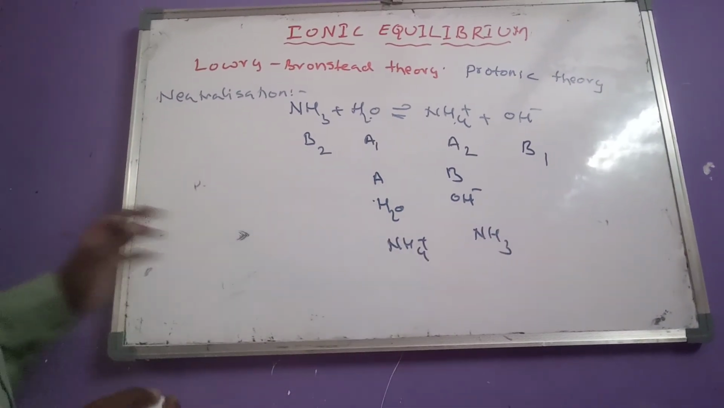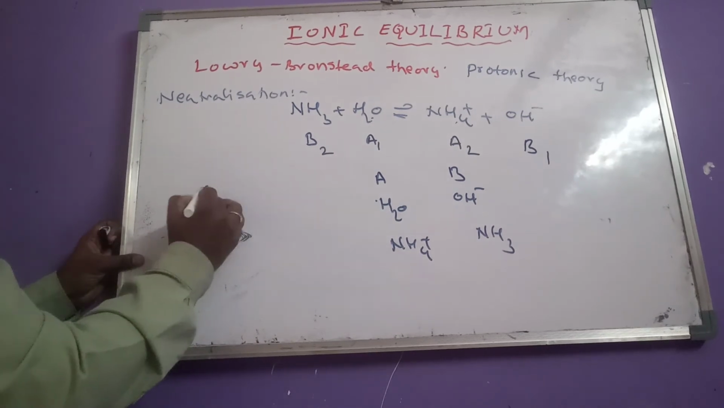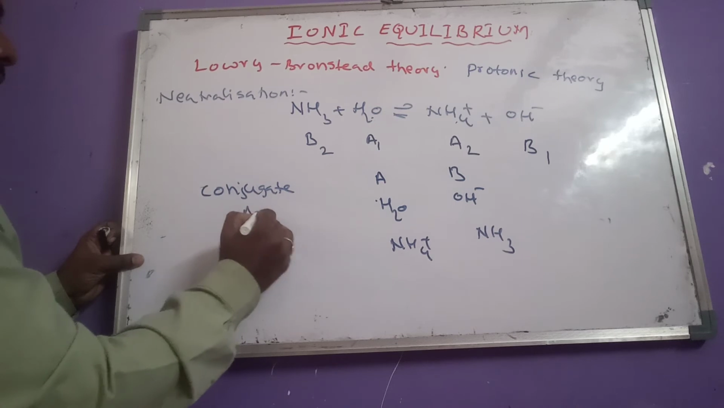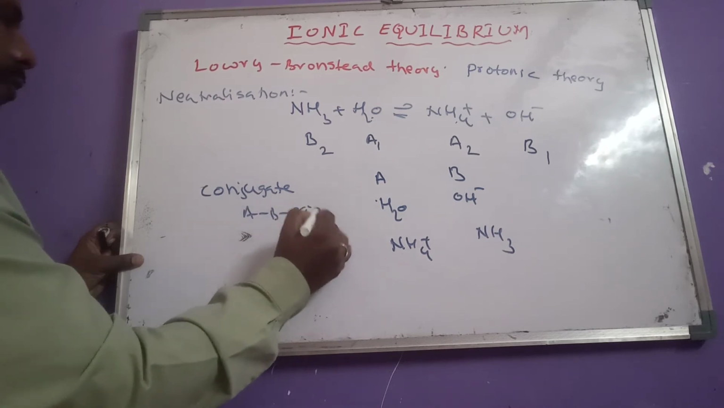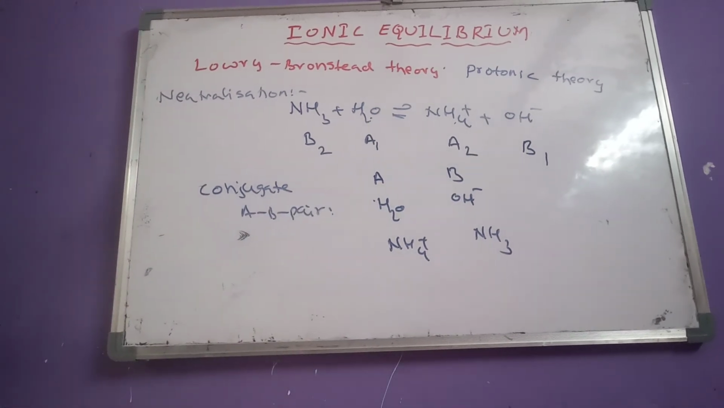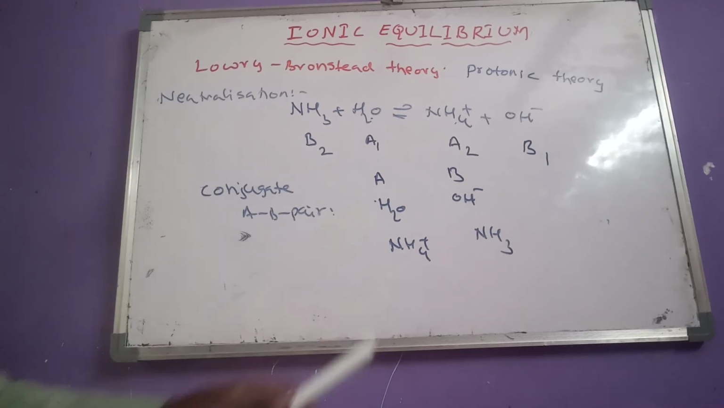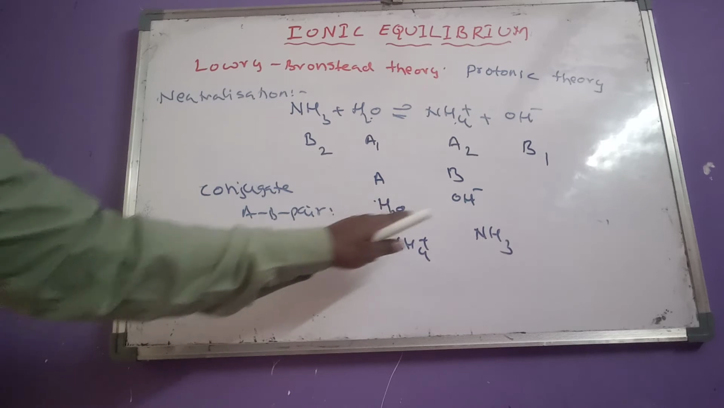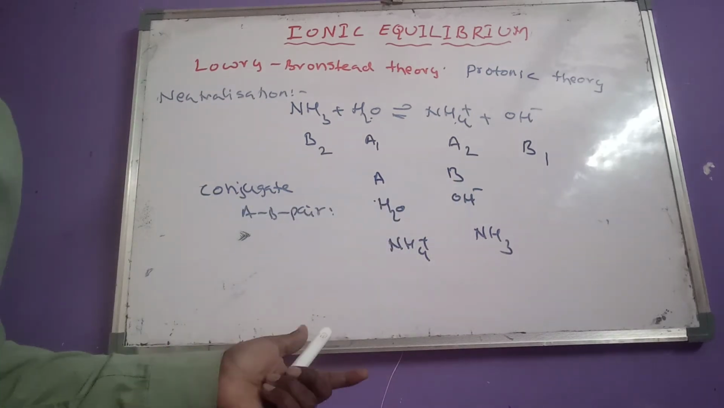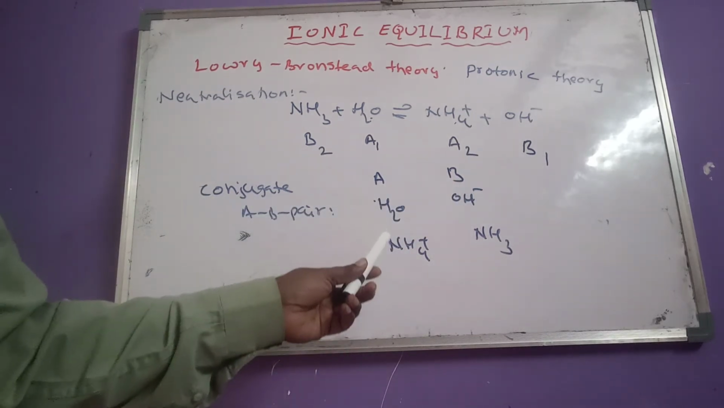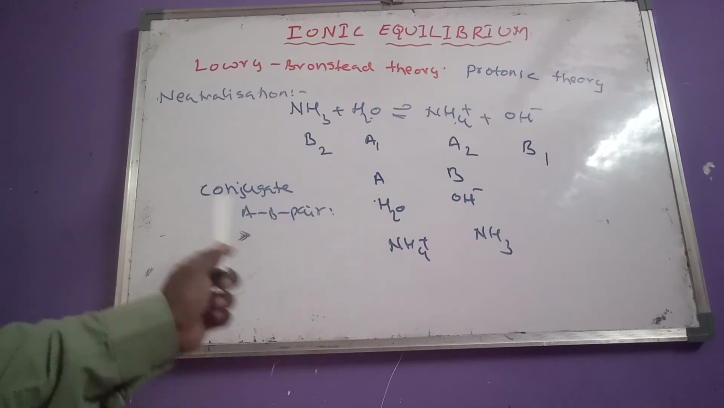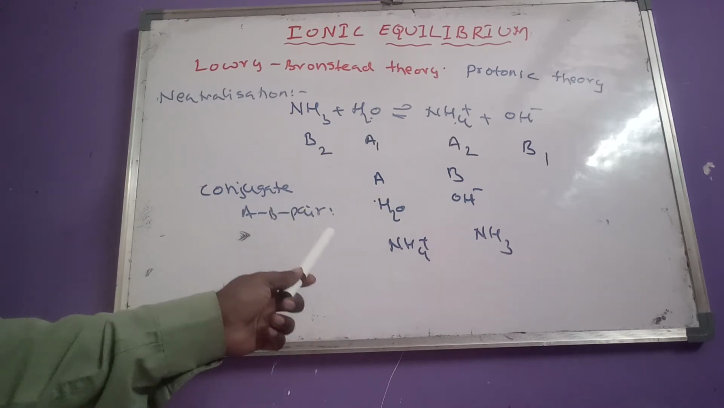Now, this acid base pair has one name. What is that? Conjugate acid base pair. What is a conjugate acid base pair? The acid base pair differ by one proton. See here, H2O, OH minus differ by one proton. So the acid base pair differ by one proton is known as a conjugate acid base pair.